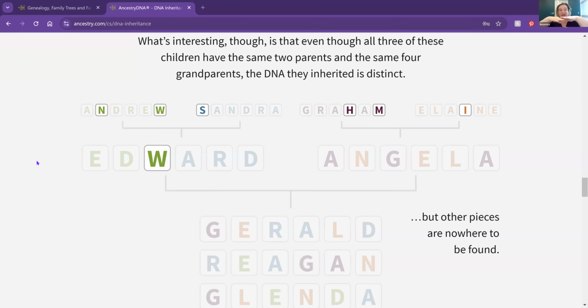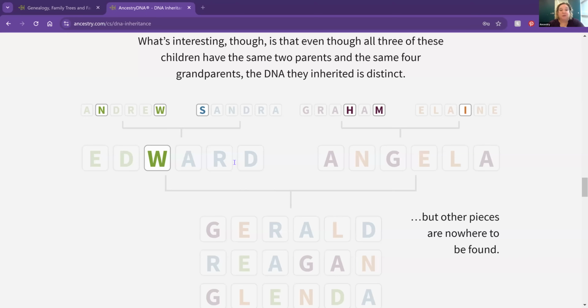So anytime you have a complete generation who is deceased, or even parts of a generation who are deceased, you want to test everybody in the next generation to make sure you have as much DNA represented as possible. Here's the other thing that it means.